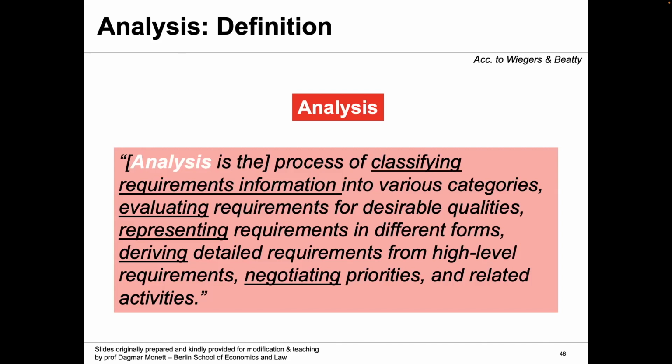So I'll read the definition. It says that it's a process of classifying requirements information into various categories. You evaluate the requirements for desirable qualities, you represent requirements in different forms, and then derive the detailed requirements. That's really important, detailed requirements from high-level requirements. And then you negotiate priorities, another really important step in analysis and related activities. So yeah, as it's talking about, you are now documenting the requirement and trying to gather as much information and meaning out from those requirements as possible.